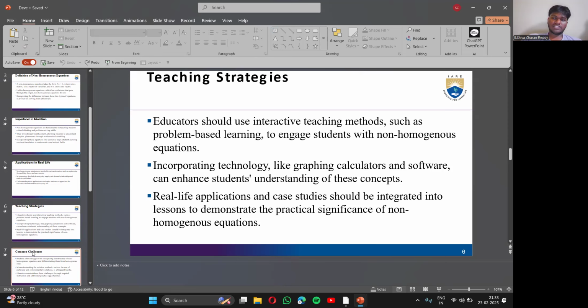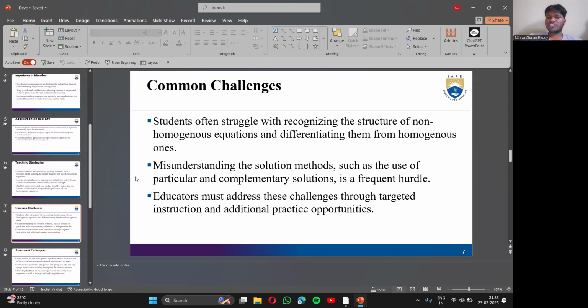And coming to the common challenges in using it, students often struggle in recognizing the structure of non-homogeneous equations and differentiating them from homogeneous ones. As I stated at the start, understanding the difference between non-homogeneous equations and homogeneous equations is important in solving them. Students often struggle with this topic itself. Misunderstanding the solution methods such as particular and complementary solutions is a frequent hurdle. Educators must address these challenges through targeted instruction and additional practice opportunities.